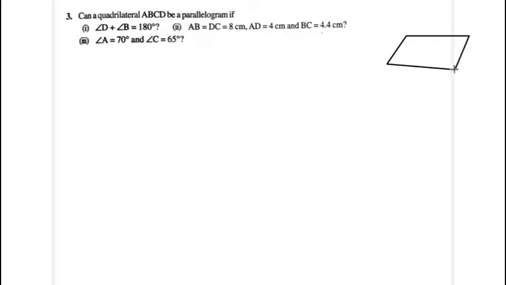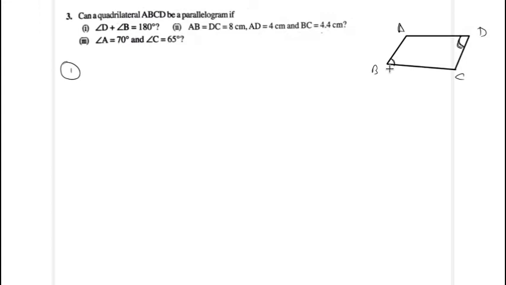This is a kind of quadrilateral. Okay. Now, number 1. Can a quadrilateral ABCD be a parallelogram if the sum of angle D and angle B is equal to 180 degrees? Okay. So the sum of angle D and angle B is given as 180 degrees.